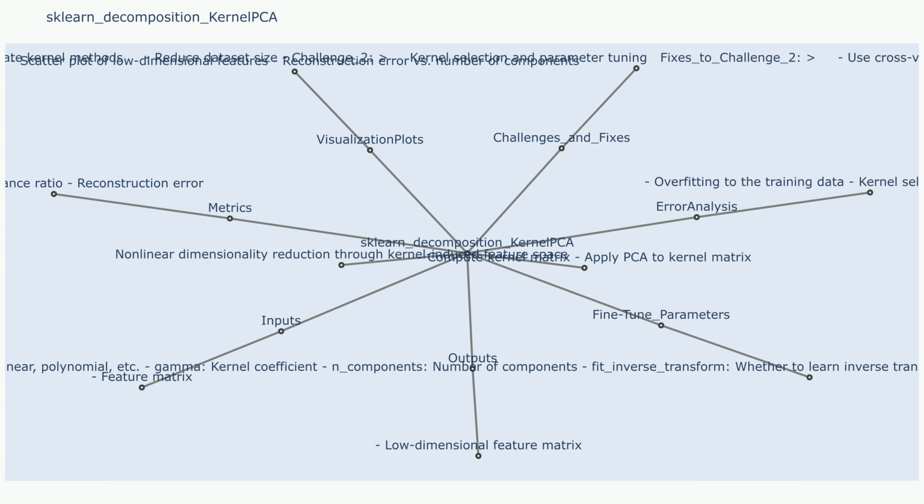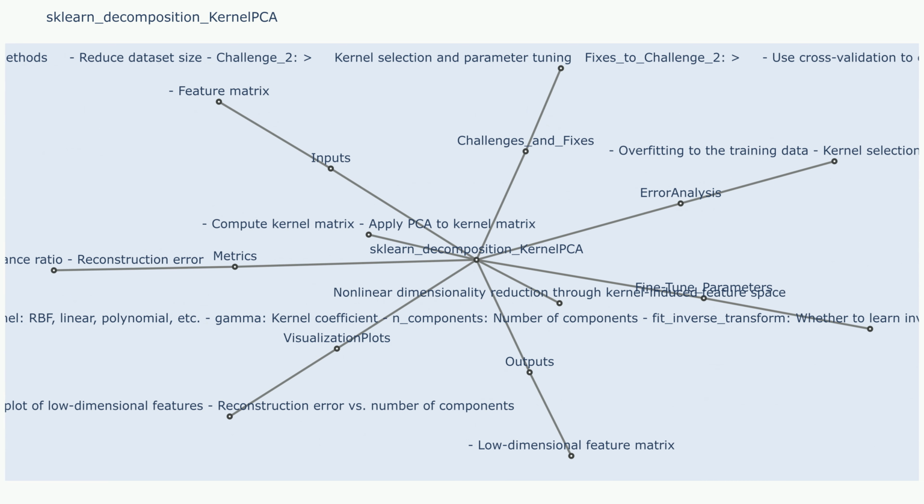Fixes to challenge 1: Nystrom approximation: this technique approximates the kernel matrix using a subset of data points, significantly reducing computation time. Randomized kernel approximation: this approach uses random projections to approximate the kernel matrix, further reducing computational cost.